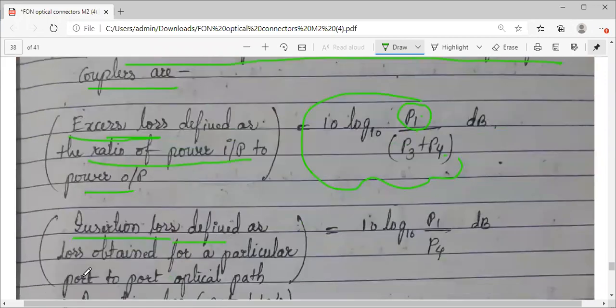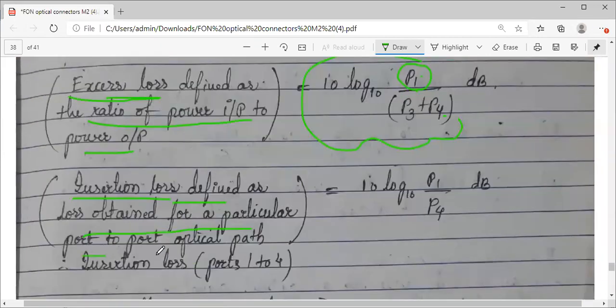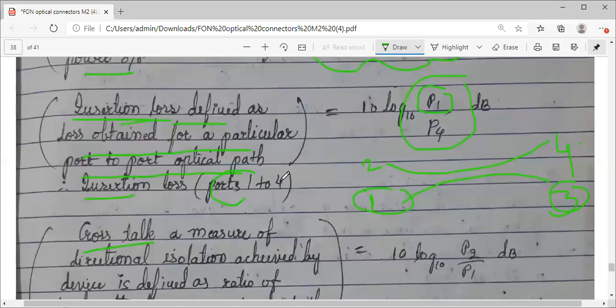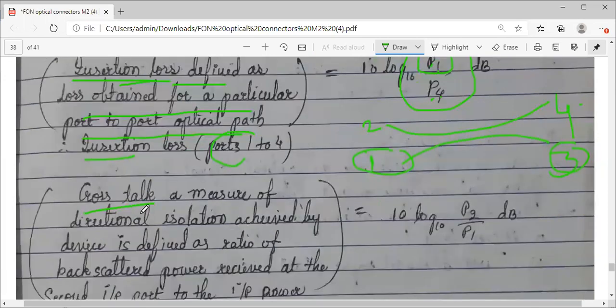Coming to the insertion loss, it is the loss obtained for a particular port-to-port optical path. So insertion loss, if you take a pair of ports, how is the structure? This is your port 1, this is your port 2, port 3 and port 4. The input port is common for both, so the numerator is common for insertion loss. It can be the ratio between 1 to 3 or 1 to 4. Here I have written it for 1 to 4, 1 to 3 I have not written. But insertion loss can be between any pair of ports. It can be 1 to 3 or 1 to 4.